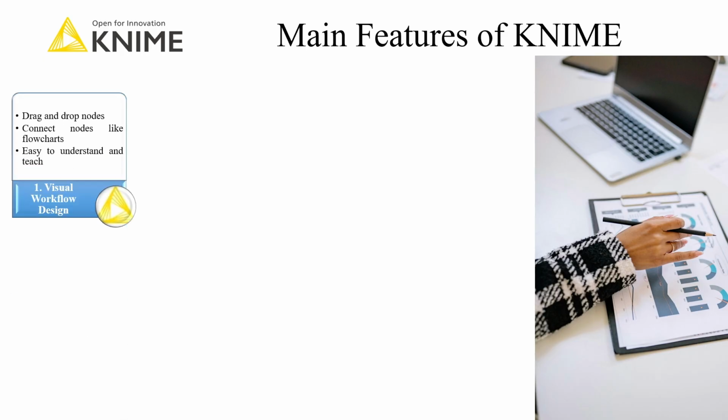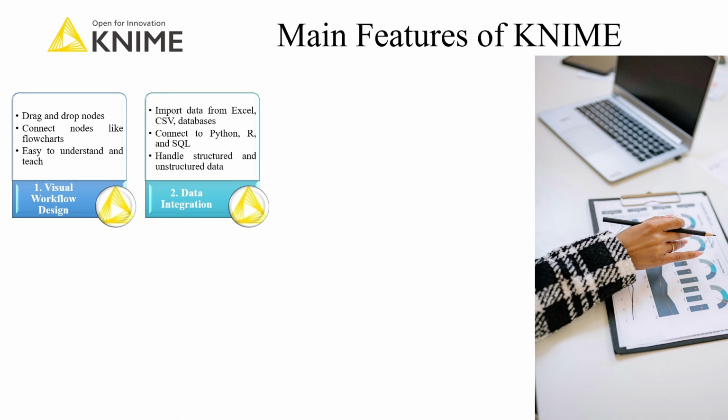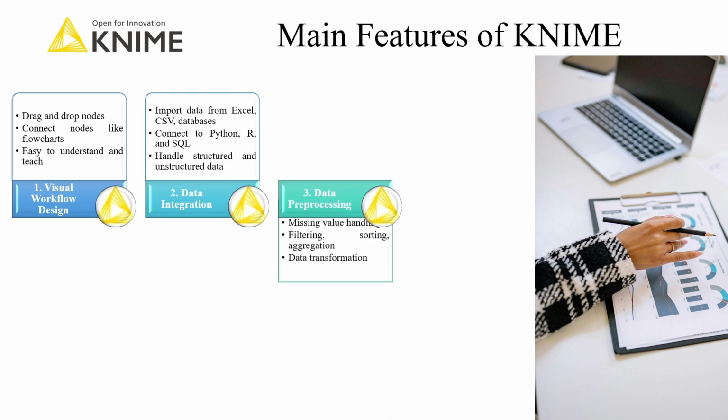Main features of KNIME. Feature 1, Visual Workflow. In KNIME, you create workflows by dragging and connecting nodes like a flowchart. This makes data analysis easy to understand and teach. Feature 2, Data Integration. KNIME can import data from Excel, CSV files, databases, and even connect with Python, R, and SQL.